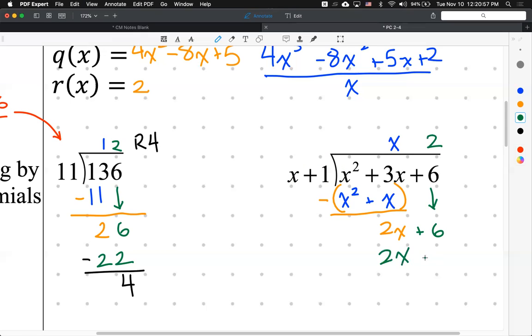2x plus what? Because you have to distribute the 2 into both of these two terms. There it is, yeah, plus 2.